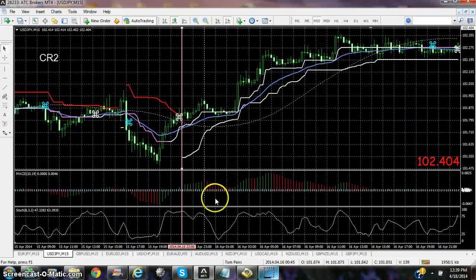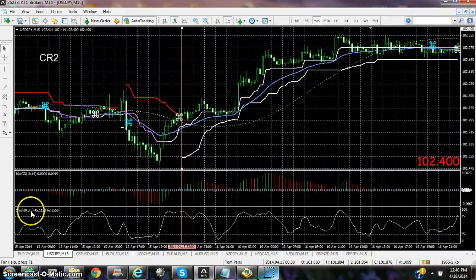We also have our MACD here with the red histogram bars showing a pullback in the trend, followed by green bars that show an up move, more red bars to show consolidation or pullback, and so on.